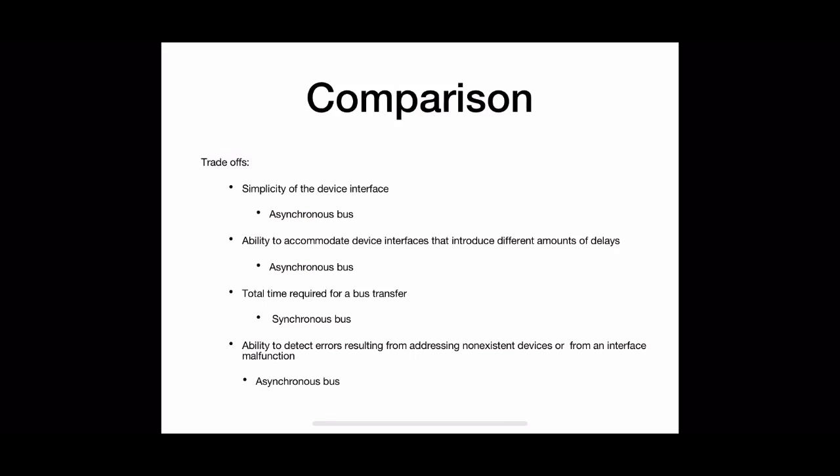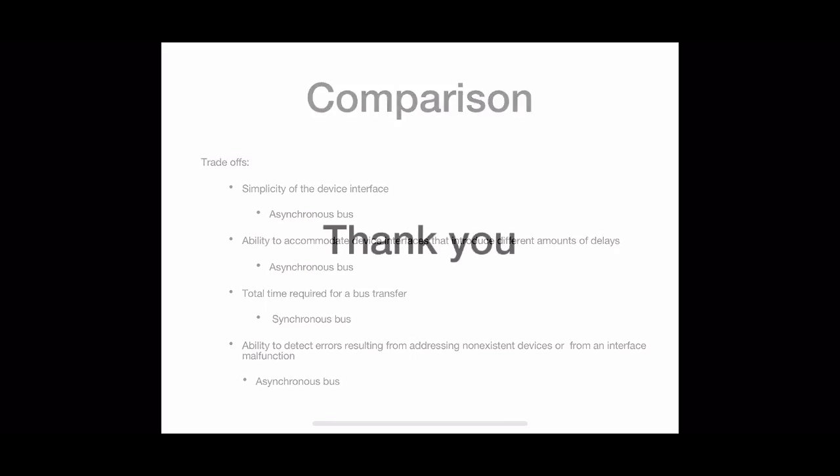Anyway, the main drawback was how to accommodate slower devices. And this can be easily solved using multiple cycle operation, that is extending the number of cycles depending on the device requirement. So most systems use synchronous bus with multiple cycle operation.